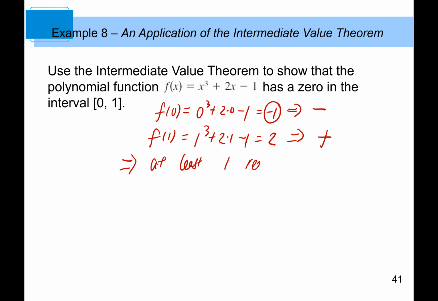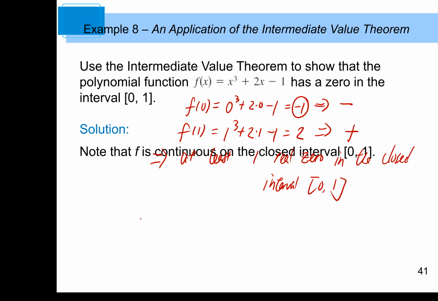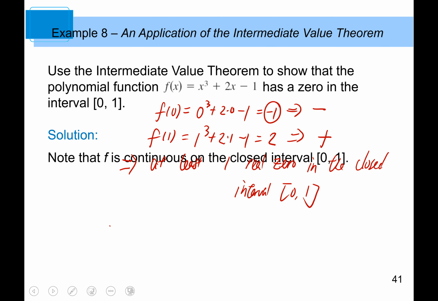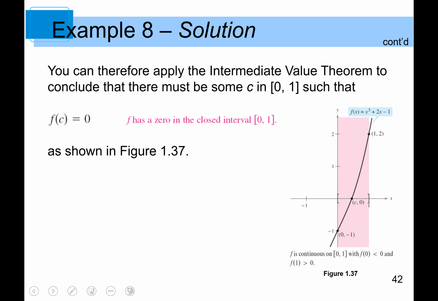One real zero in the closed interval from 0 to 1. Since this third degree polynomial is continuous everywhere, within the closed interval [0, 1], f of 0 is negative 1, f of 1 is 2, then we know that there must be a real zero in between.